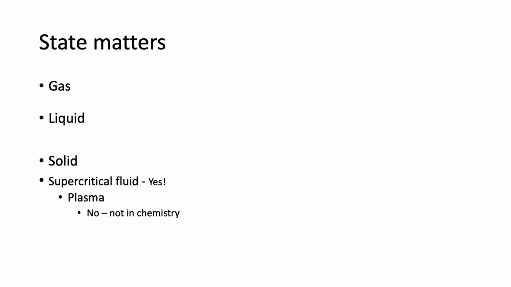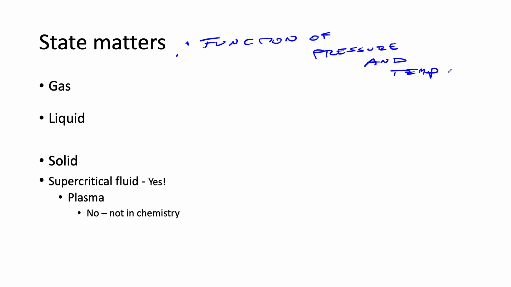So the states of matter in chemistry. What do we mean by state? It's not Kansas, it's not Ohio. It's what we term how the matter looks at a certain temperature and pressure. So when we look at state, we're looking at it as a function of pressure and temperature. And we're going to see that in our phase diagrams a little bit later.